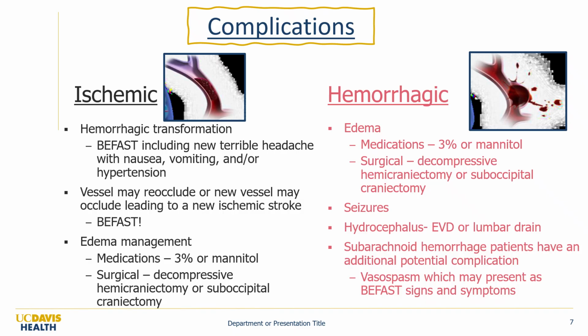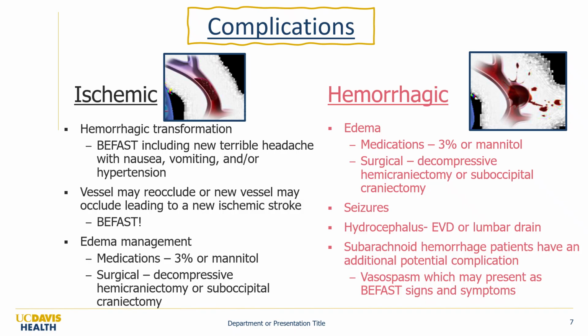For hemorrhagic strokes, edema management can also be done with medications such as 3% and mannitol, as well as surgical treatments such as the decompressive or suboccipital hemicraniectomies. Additional complications in hemorrhagic strokes include seizures and hydrocephalus, potentially requiring an external ventricular drain or EVD or a lumbar drain. In subarachnoid hemorrhage, an additional complication is vasospasm.